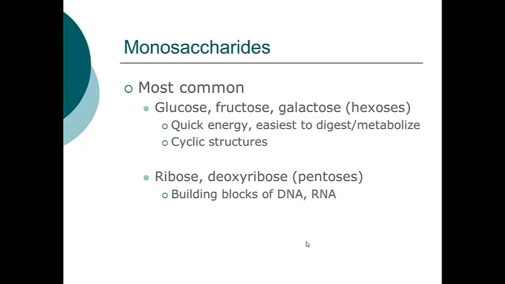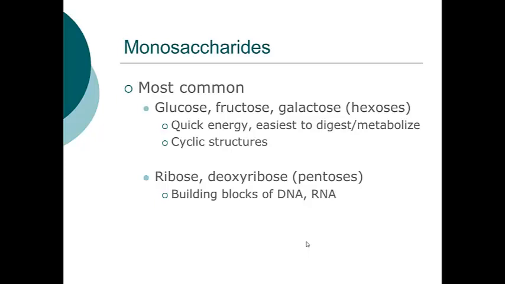To take it from the first, the most common monosaccharides are glucose, fructose, and galactose. These are all classified as hexoses, meaning they have 6 carbons. If you remember, the chemical formula for glucose is C6H12O6. That's also the molecular formula for fructose and galactose, although their structures are different. They have the same chemical formula. You may remember that we called that structural isomerism. Same formula, different arrangement. These monosaccharides, again, are quick energy. They're the easiest form of fuel to digest.